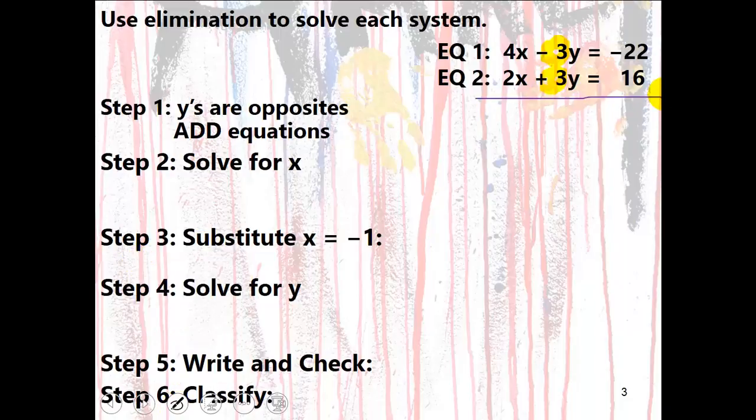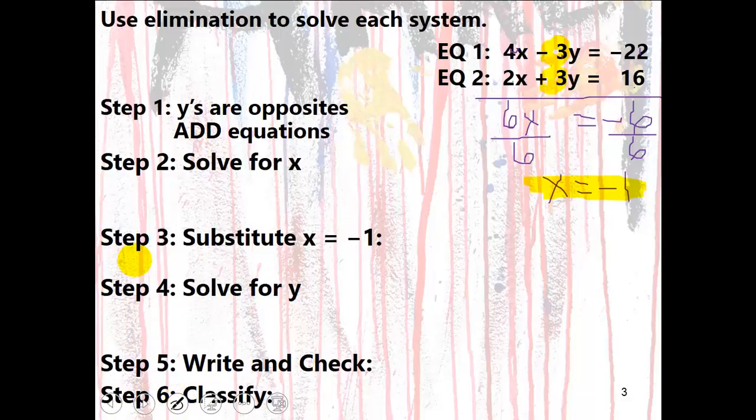If I add those equations together, 4x plus 2x is equal to 6x. -3y plus 3y, that adds to 0y, or just 0. -22 plus 16 adds to -6. Now I can solve for x just by dividing both sides by 6. And I get x is equal to -1. Now I can take this x equals -1, and I can plug it into either one of my original equations and solve for y.